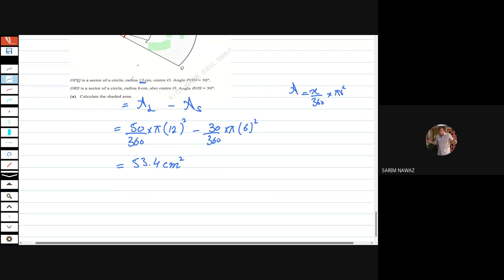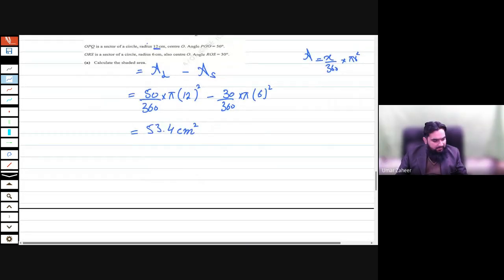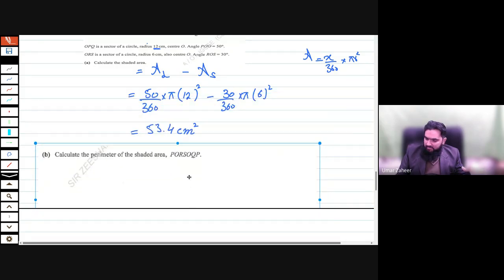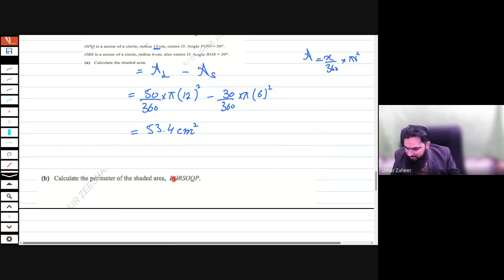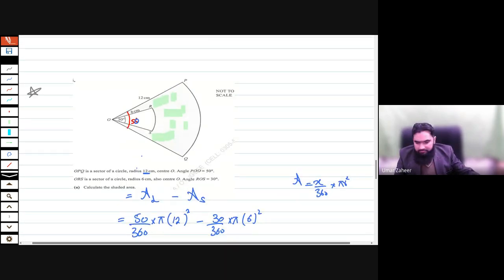Now we are just going to go for the second part. In the second part, you have to calculate the perimeter of the shaded area PQR. I will take the picture now.